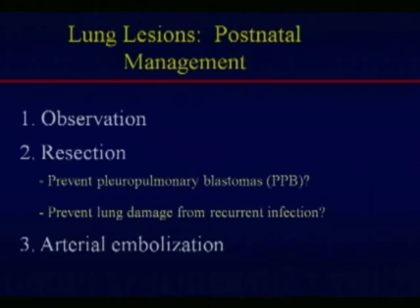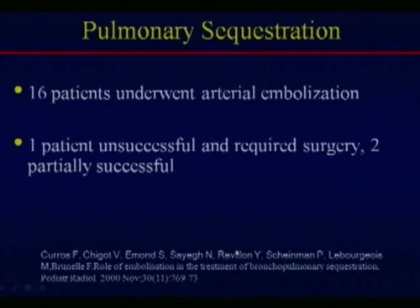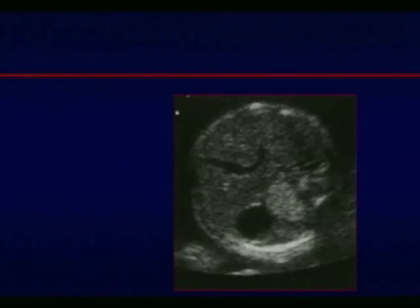In our own experience in San Francisco, when we tried observing alone, the surgeons started to see so many of those, they started observing alone. But oftentimes they did develop respiratory infections later in the first year of life, and so they changed their approach to perform prophylactic surgery. Another option that's been suggested and performed has been arterial embolization of these lesions, which would avoid the need for surgery. And in this study, 16 patients underwent arterial embolization, and it looked very successful in all patients except one, and two other patients it was partially successful.